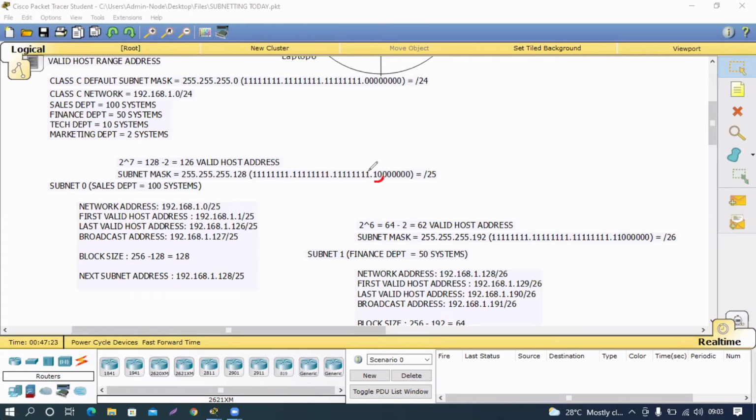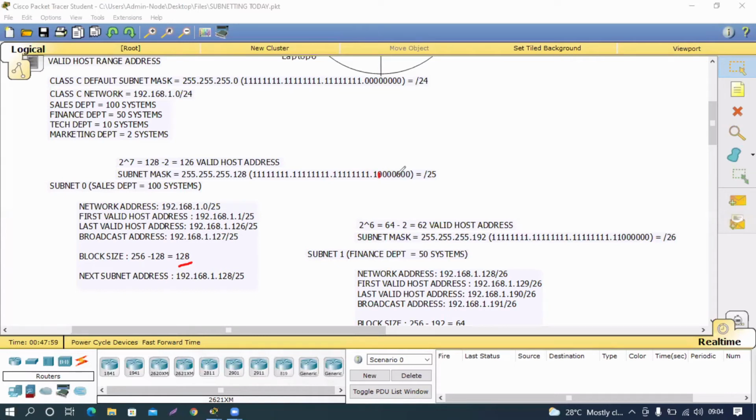So in order to find the block size, you have to calculate the number of network bits you have taken from the host side to the network side. This is the network portion and this is the host portion. How many host bits have you taken to the network side? Only one. That one network bit value is 128. You subtract it from 256 and you get the block size.